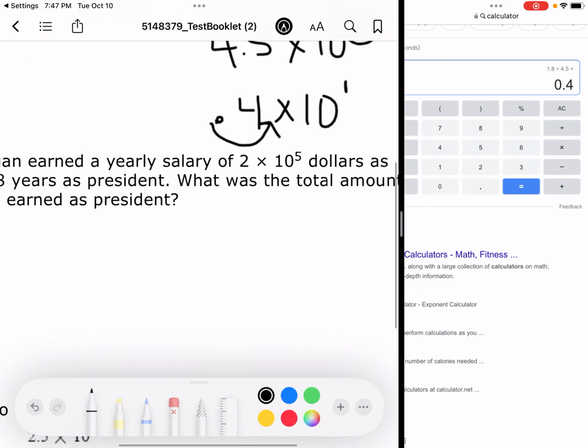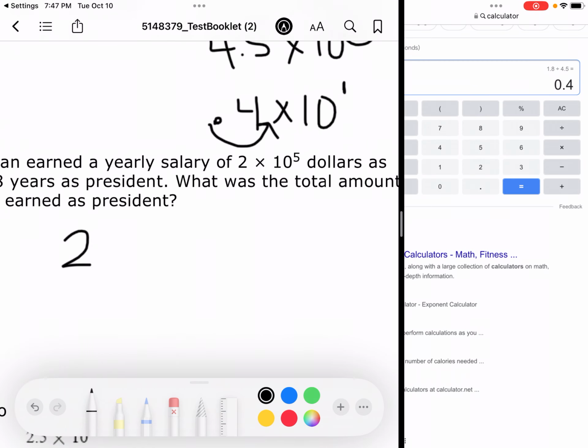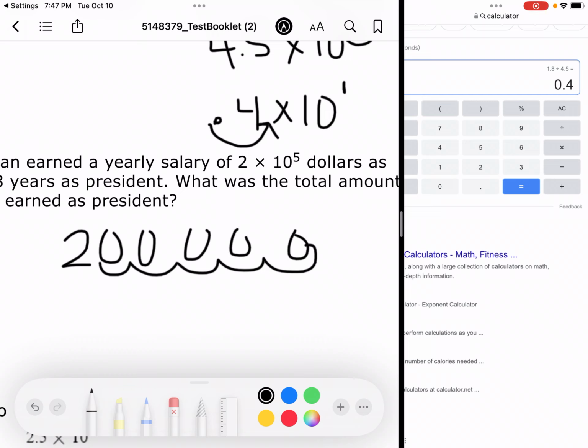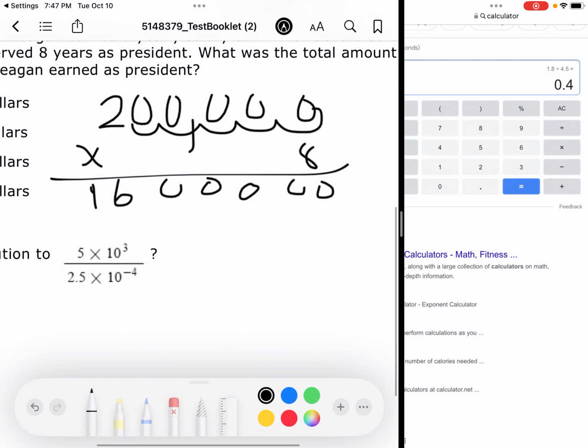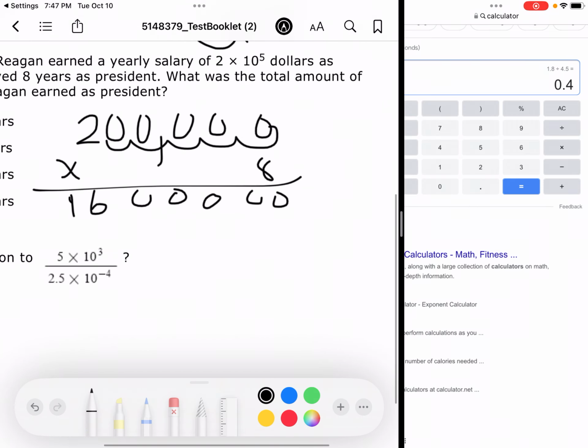All right, so we've got 2 times 10 to the 5th. So that's 1, 2, 3, 4, 5. So every year Ronald Reagan made $200,000. We're going to multiply that by 8, and then we have to change it back. 1, 2, 3, 4, 5, 6. So it's 1.6 times 10 to the 6th.